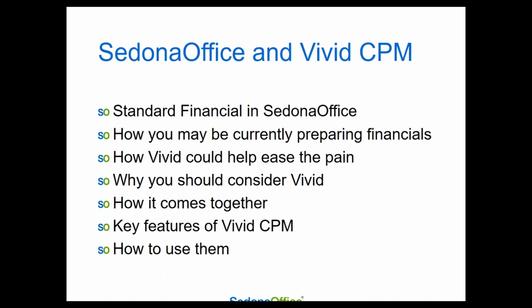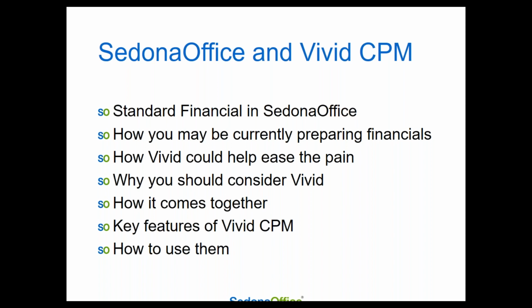We're actually going to show you how to produce rows and columns within Vivid, show you how to produce financials at a very 50,000 foot view, but it will give you a good idea of how it works. And then we're going to talk about the features that Vivid CPM has, from the drill down features to variance analysis tools that are really out of this world. And then we'll give you a quick demo.